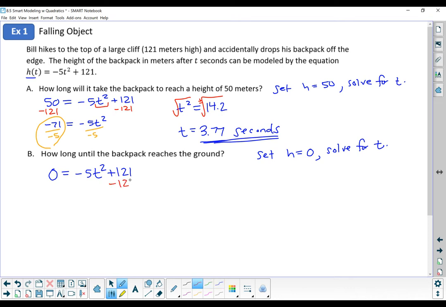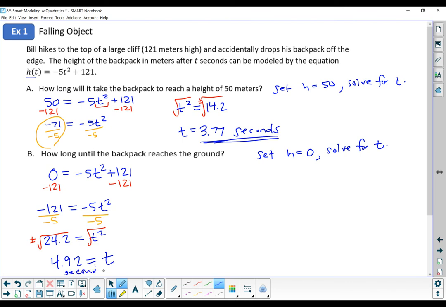So we can, again, subtract. We're going to try to isolate t squared. So I have negative 121 equals negative 5t squared. We're going to divide both sides of our equation by negative 5. Negative 121 divided by negative 5 is 24.2. And when we square root both sides of our equation, we do have a positive and negative answer, but for our word problem here, we're going to take the positive answer as our solution because negative is weird. So we get 4.92 seconds.